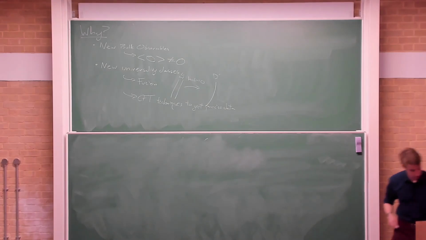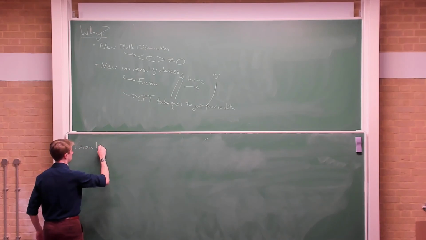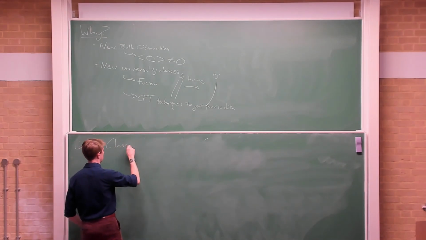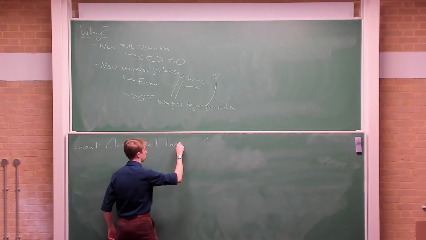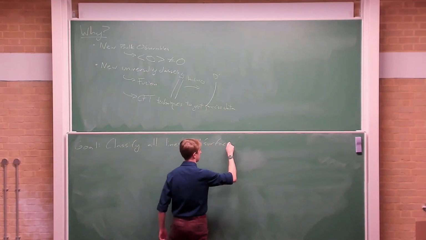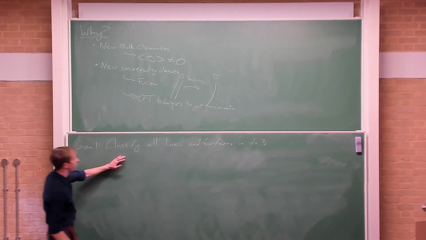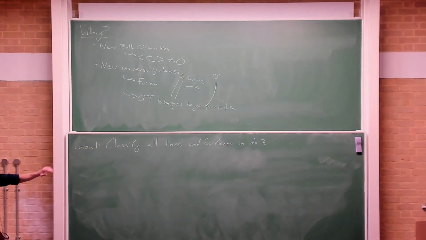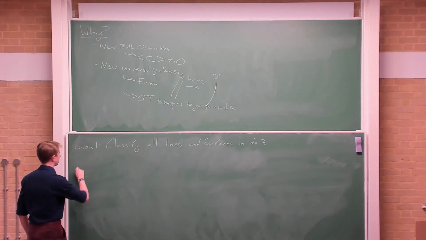And so this is the goal. The goal will be to classify all lines and surfaces in D equals 3. Now, there'll be some caveats. We'll be restricting ourselves to certain classes of theories, and we'll be working in perturbation theory, so we'll be classifying perturbatively accessible lines and surfaces.